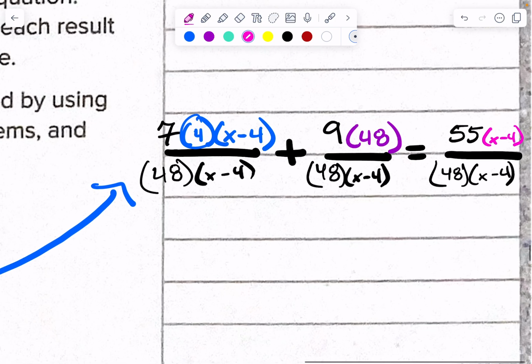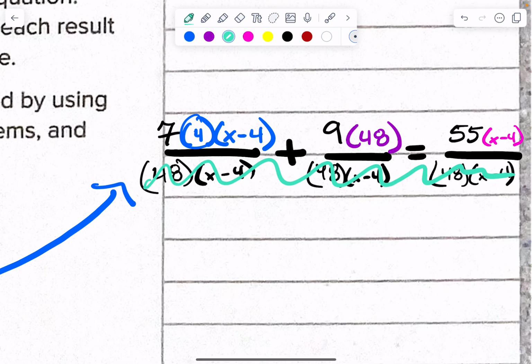Now, at this point, this is my favorite step in the process. Because I have this equal sign, with a left and a right side, and they both have a denominator of 48 times x minus 4, I get to cross that off and not look at the denominator anymore, and that is it, okay? Now I just have to deal with the top.